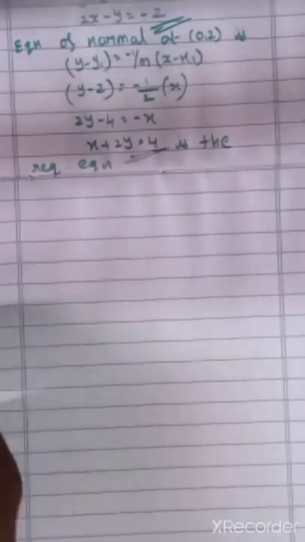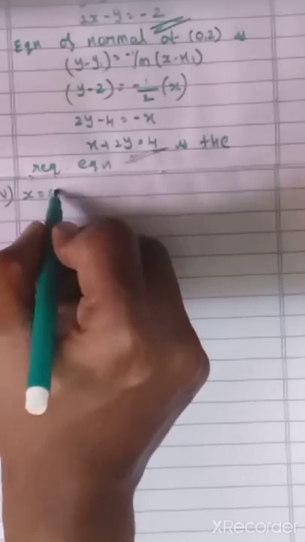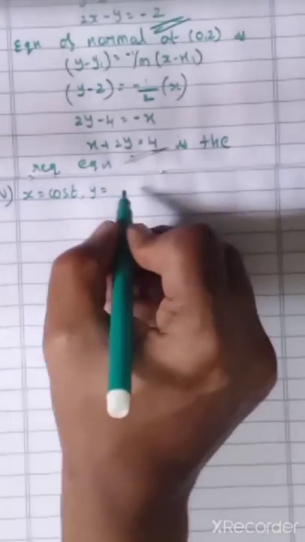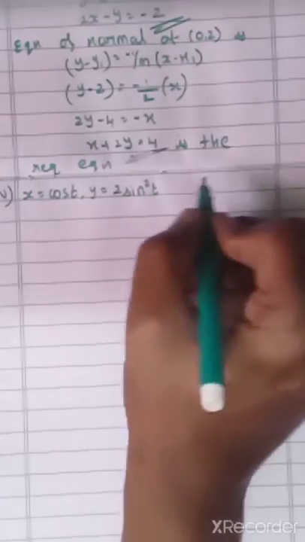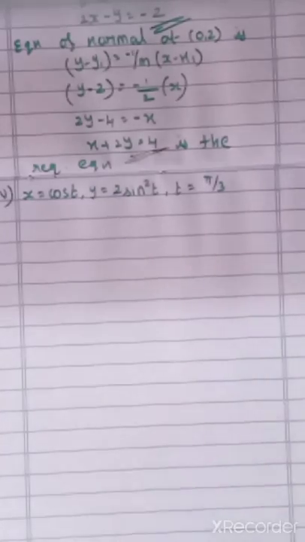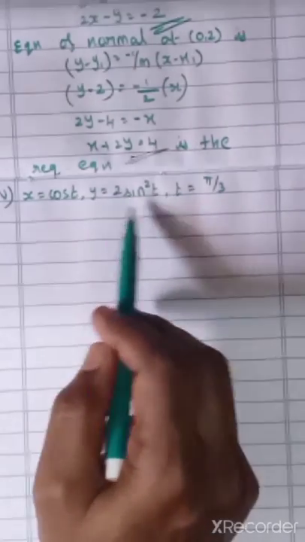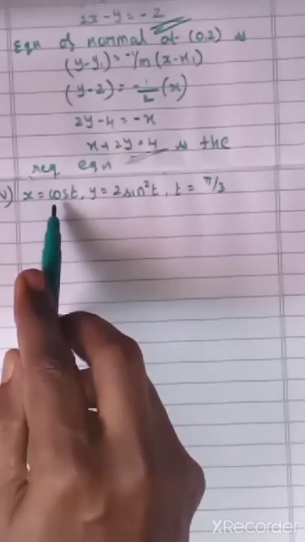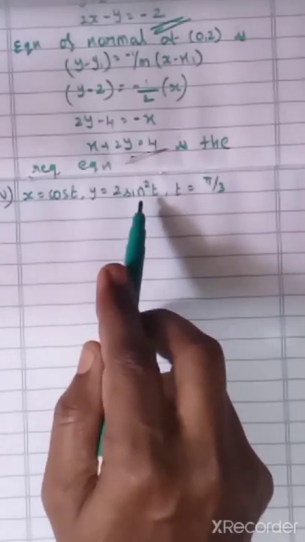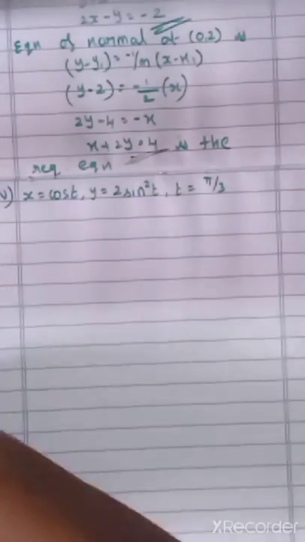Now we can do the fourth subdivision. So what is your fourth subdivision? x equal to cos t, y equal to 2 sin square t, t equal to pi by 3. Now here the parameter is given. We can't find out y dash directly. Why? Because this is like a parametric form. x value is given, y value is given. So we have to differentiate this with respect to t. We have to differentiate y with respect to t. After that only we can find out your dy by dx. Okay, so we can get into the solution.